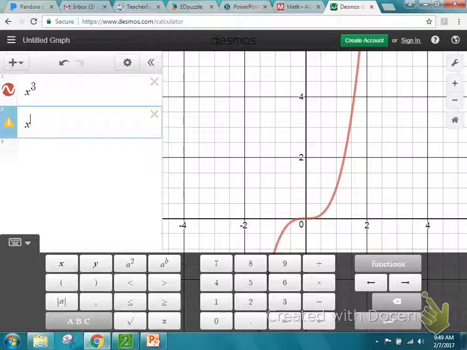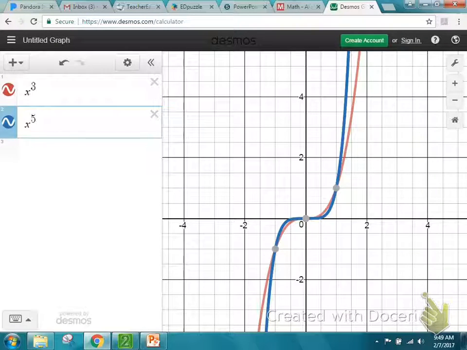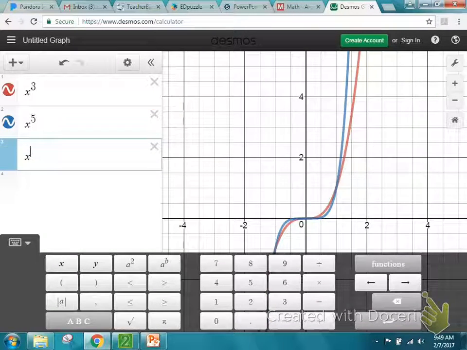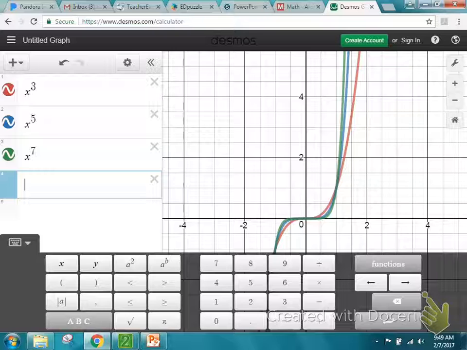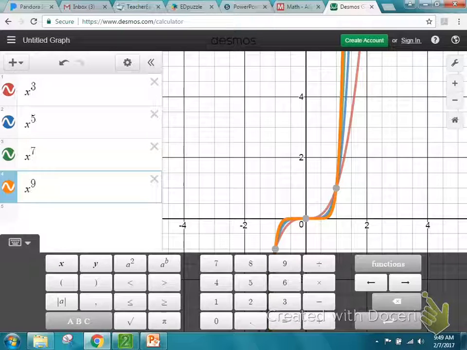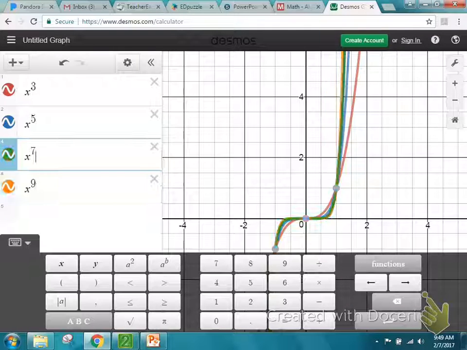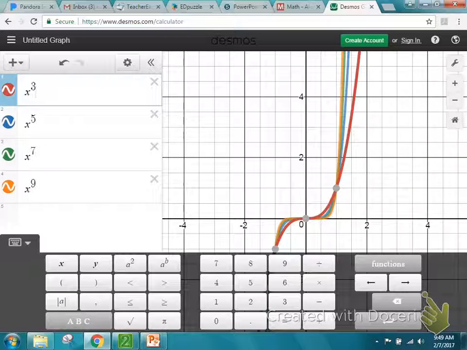Think that's going to be true when I put an x to the 5th? Probably. Yeah. X to the 7th? Yeah. Ooh, green. Cute. X to the 9th? Yep. You get it? Yeah. Okay. But does it look like that because it's an odd? Mm-hmm. Exactly. Since the odd degrees, right? These are all odd degrees. They all go in opposite directions.